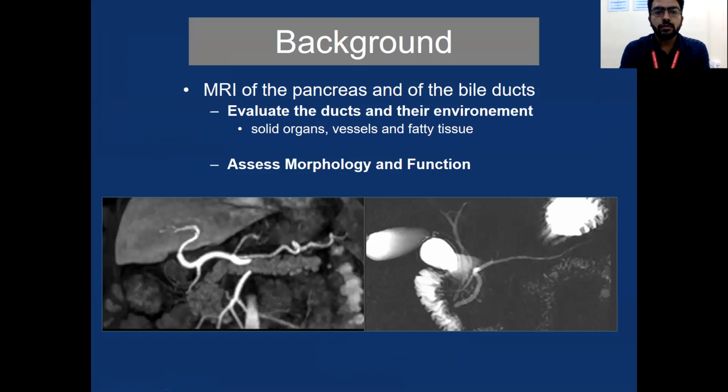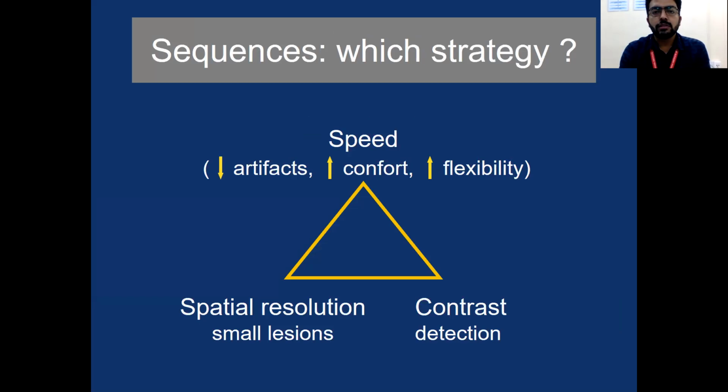So, background: MRI of the pancreas and of the bile ducts is used to evaluate the ducts and their environment, that is solid organs, vessels, and fatty tissues, and to assess the morphology and function. These are the uses of MRI while doing pancreas and bile duct study. What sequences do we have to do, and what are the strategies? So speed, spatial resolution, and contrast. These are all the things which we should strategize to decrease the artifacts, to increase the comfort, and to increase the flexibility.